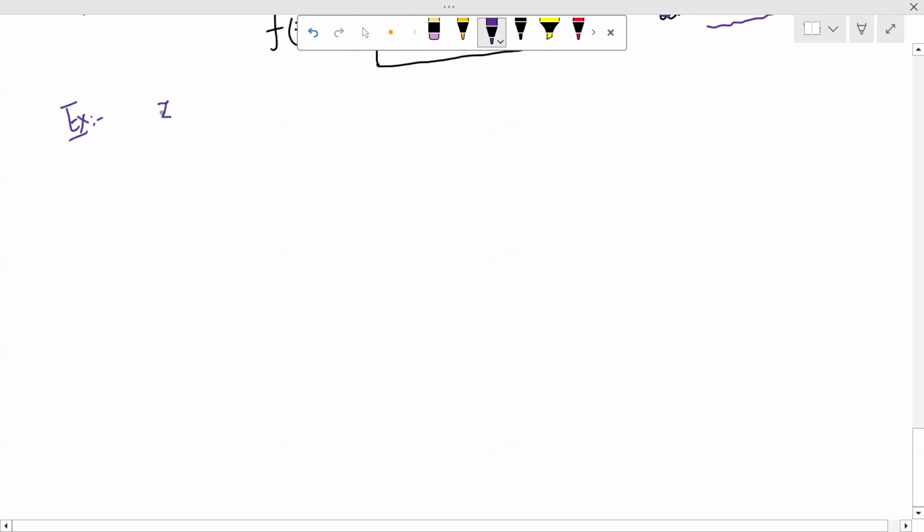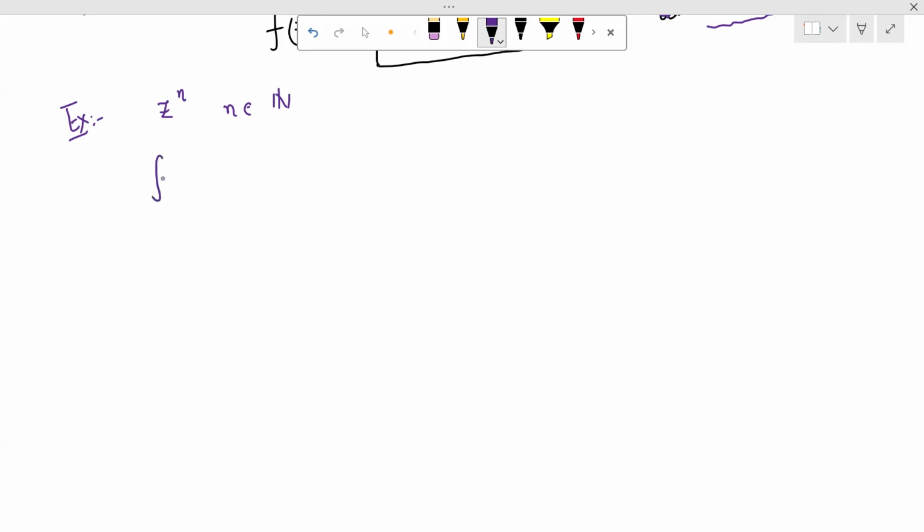So example number 1, I'm taking z raised to power n, where n belongs to the natural numbers, let's say. We have already established the fact that there exists the nth power of a complex number. So now let us try to take f(z) at r comma theta. It will be equal to r raised to power n e to the power iota n theta, right?